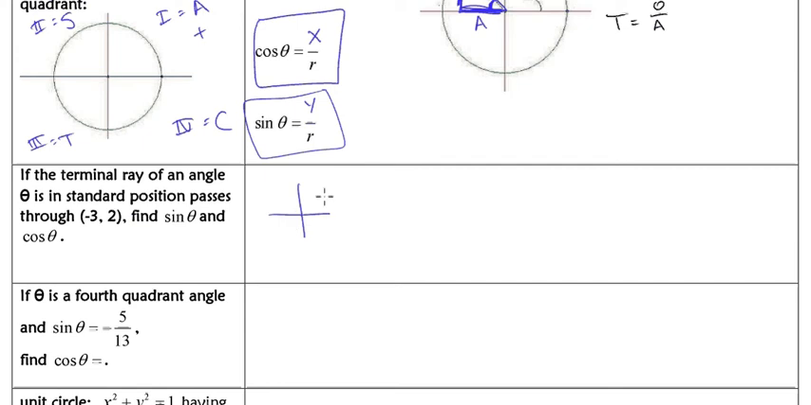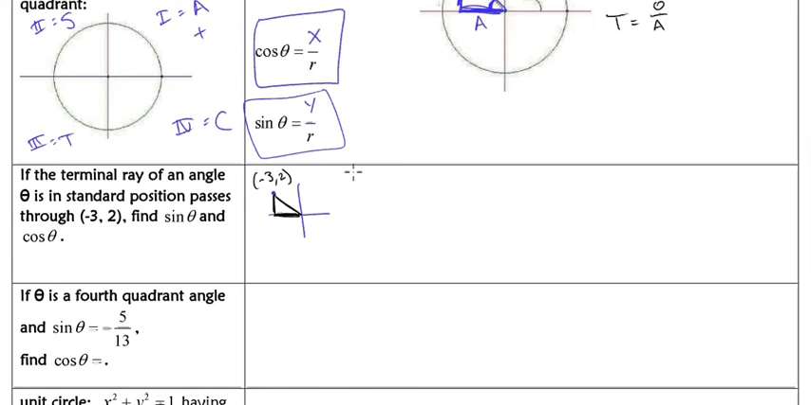Here's our xy coordinates, and we're told that this goes through the point (-3, 2). So right around there somewhere. This is just a rough sketch, obviously. Now that triangle, remember the base is always along the x-axis. That triangle there has an x value that is negative, -3, and a y value that's positive, positive 2.